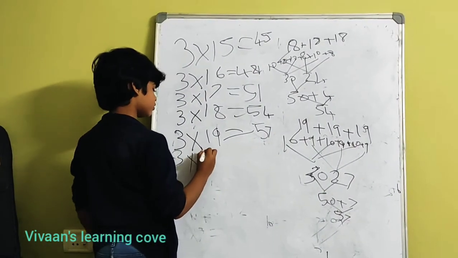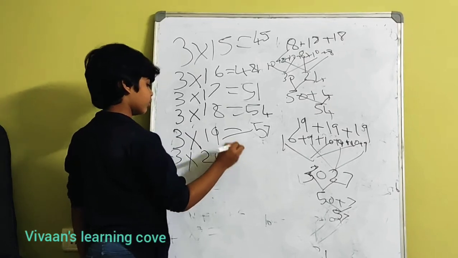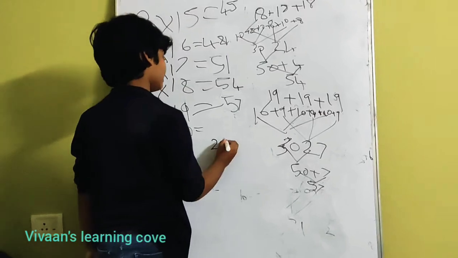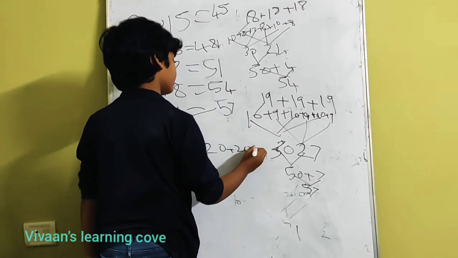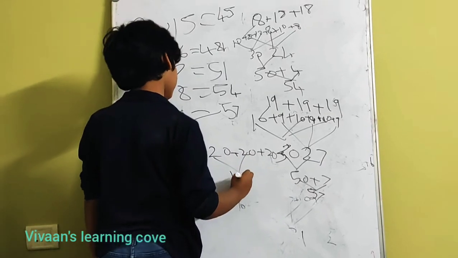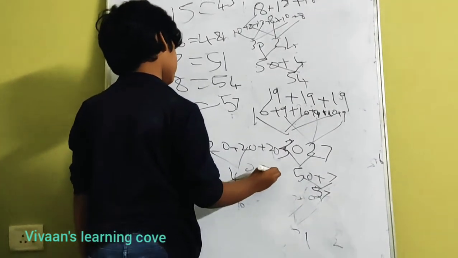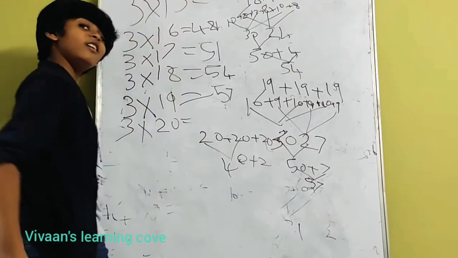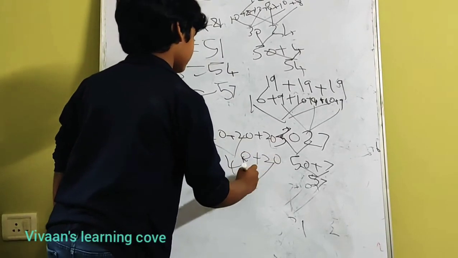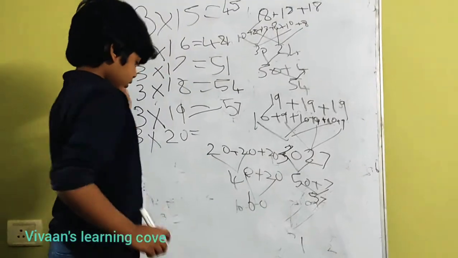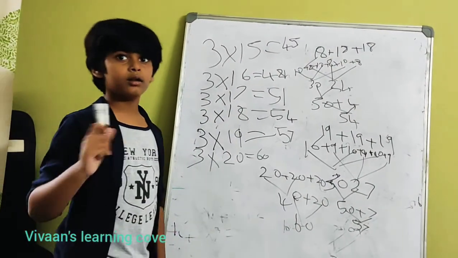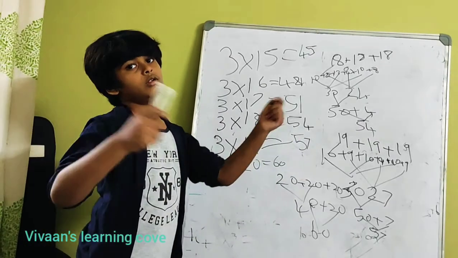3 times 20 equal to. This one is going to be a lot easier. 20 plus 20 plus 20. 20 plus 20? 40. 40 plus 20? Equal to 60. So, 3 times 20 equal to 60. 20 times 3, 3 times 20, both equal to 60.